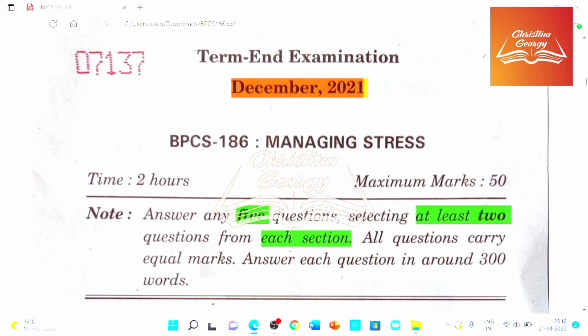You'll have to note the time, the maximum marks, the weightage of each question, whether all questions are compulsory or not. All such aspects should be taken care of. Here it is given that answer any 5 questions, selecting at least 2 questions from each section. All questions carry equal marks. Answer each question in around 300 words. So all such specifications must be kept in mind before starting to answer your question paper.